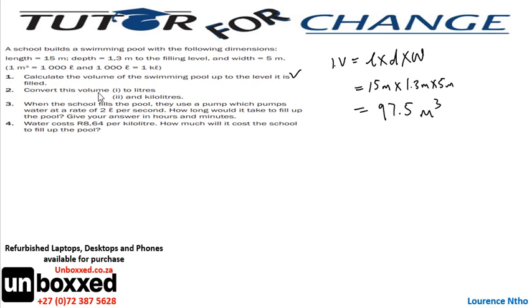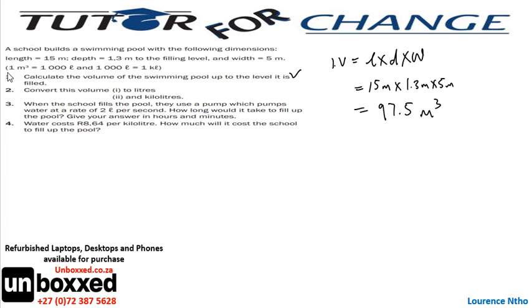Now convert this volume to liters. So firstly, what do we know? We know that 1 cubic meter is equal to 1000 liters, right? So we have to say that we have 97.5 cubic meters. We want this in liters, so we have to cross multiply.